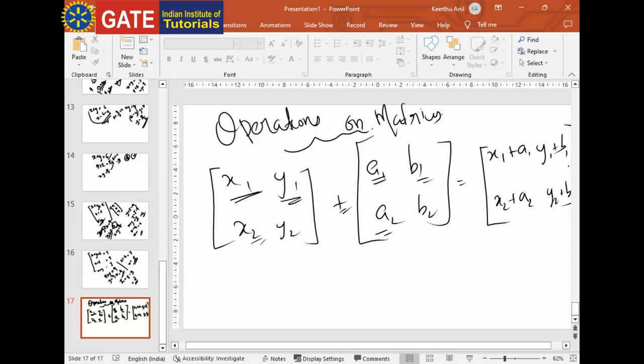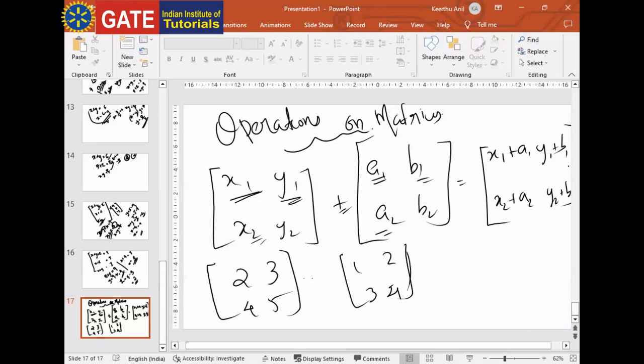So if you are given a matrix like 2, 3, 4, 5 and 1, 2, 3, 4, how will you do it? We have to add the elements. 2 plus 1 should be 3.